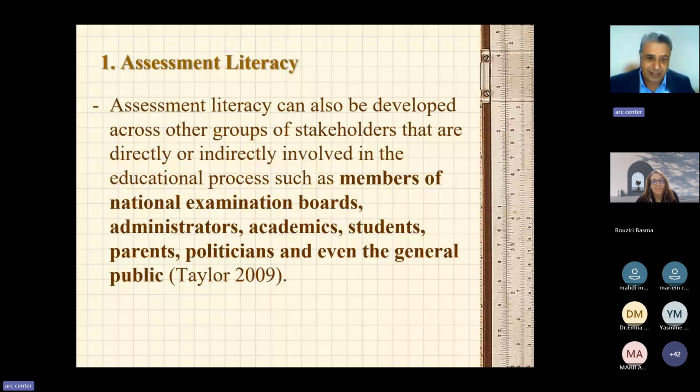This is why assessment literacy has... and I remember once a taxi driver told me, "You are a teacher?" I said, "Yes." He said, "Say but not."